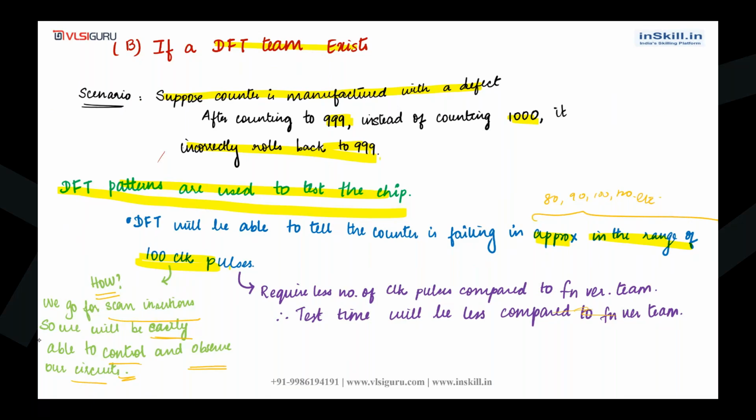So DFT will be able to tell that the counter is failing approximately in the range of 100 clock pulses itself. It can be somewhere around 80, 90, 100, 120, 200 like that. How is the DFT team able to tell that? It is because we will be going for scan insertion. Because of that, we will be easily able to control and observe our circuit.